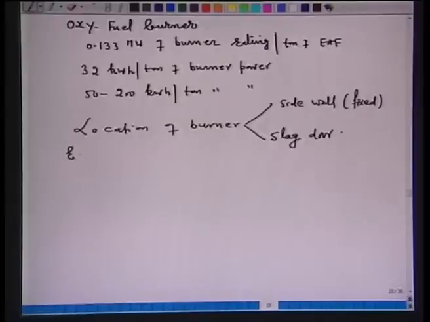So, now to summarize, efficient use of oxygen requires what? Efficient use of oxygen requires a burner which can work in hybrid mode.